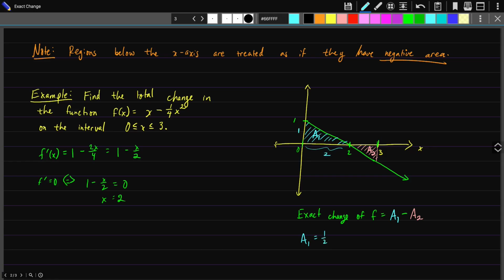The area of the first triangle has height 1 and base length 2, so it's 1/2 times 2 times 1. So the area of the first triangle is 1. And the area of the second triangle is 1/2 times base times height, and the base of the second triangle is 1, and its height is 1/2. So 1 times 1/2 is 1 over 4. And so our final answer is going to be the difference between those two areas, which is 1 minus 1 over 4, which is 3 over 4. So that is our exact change.